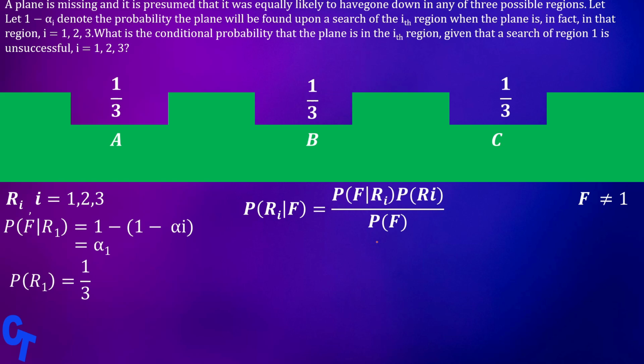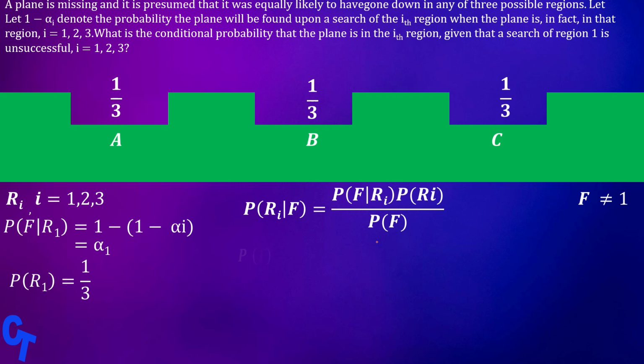So right here, you have to be very careful, because the plane can be either in region 1, in region 2, or in region 3. If we search, sometimes we may not find the plane in region 1 when it is in region 1, or we cannot find the plane in region 1 when it is in region 2, or we cannot find the plane in region 1 when it is in region 3, right? So now what we are going to do, I'm just going to take the summations of all those probabilities.